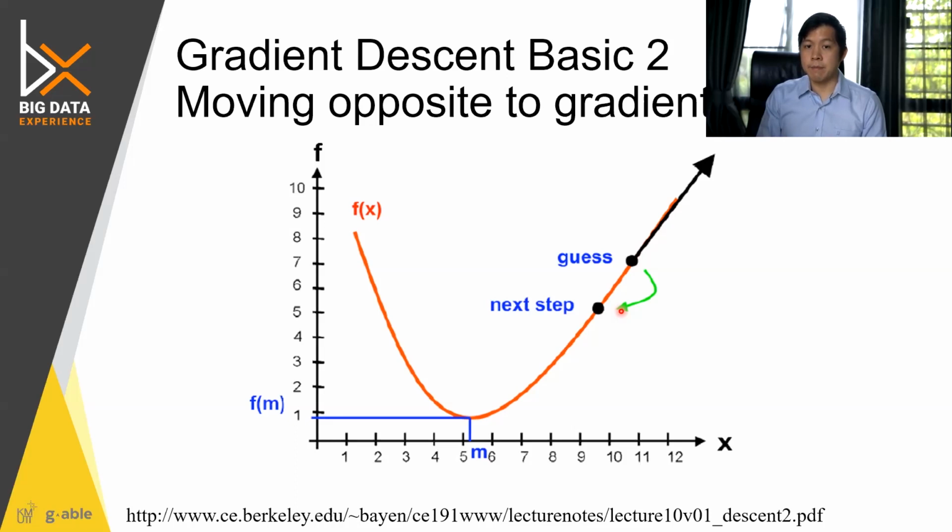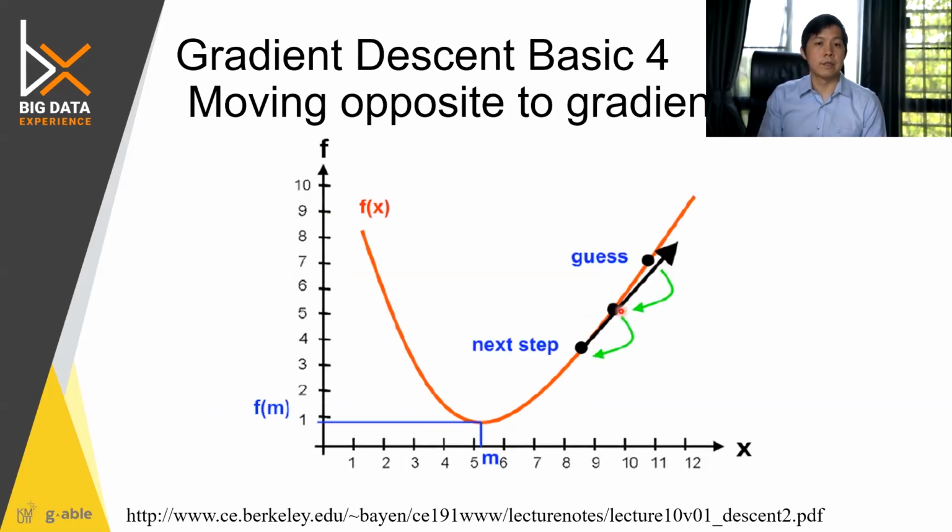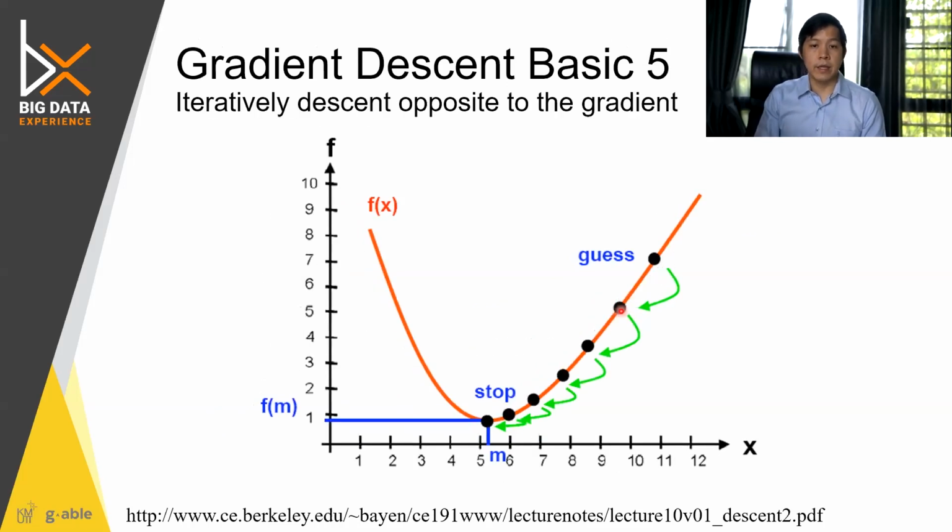Once you reach that step, we will form an estimation of the new gradient again, and then go in the opposite direction. Then calculate the gradient and go in the opposite direction until the value of the gradient reduces to 0, or until you reach the point that you cannot go further. When you go further, the value of the function increases. So this is the basic idea of gradient descent, right?